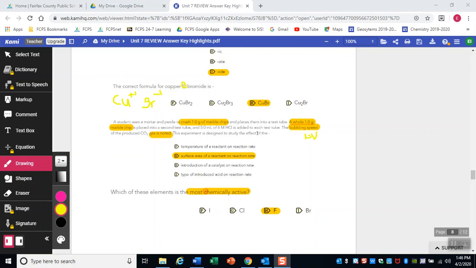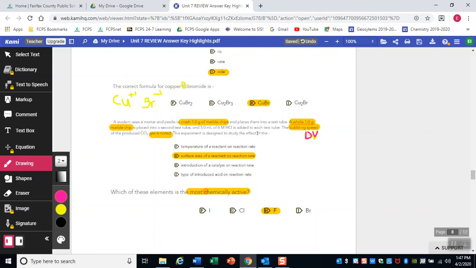So here we go. Where did we leave off? I think I was in the middle of talking about this question about the experimental design. What was it trying to study? And we said, okay, the dependent variable is right here, which is the rate, right? And all of these are talking about how it's affecting the rate. So the question is, is it the temperature, the surface area, a catalyst, which is something that speeds it up, or an acid?